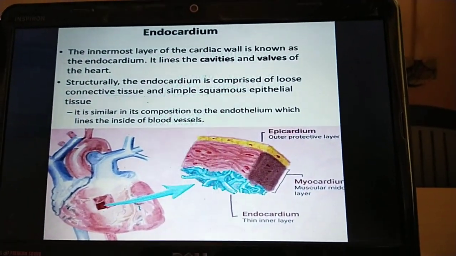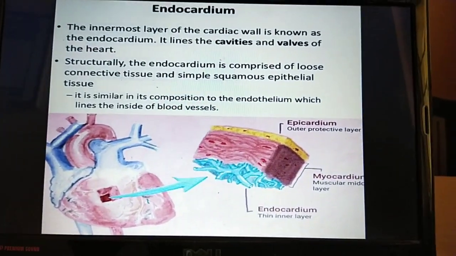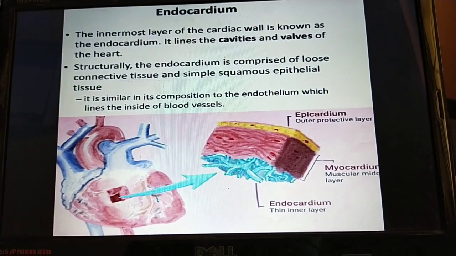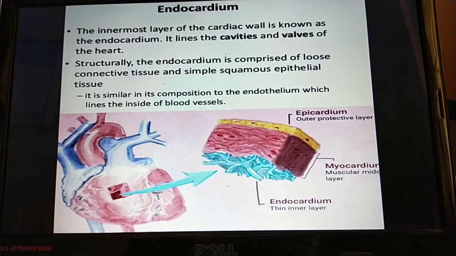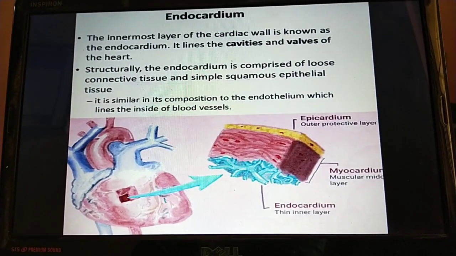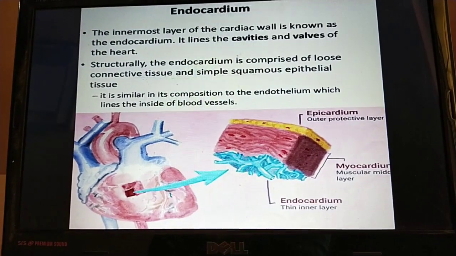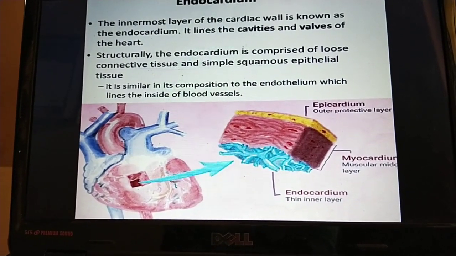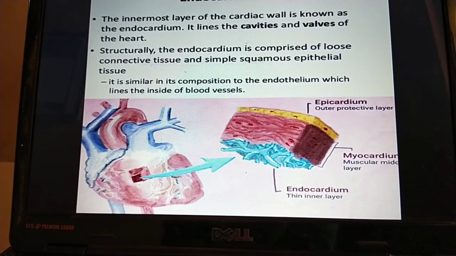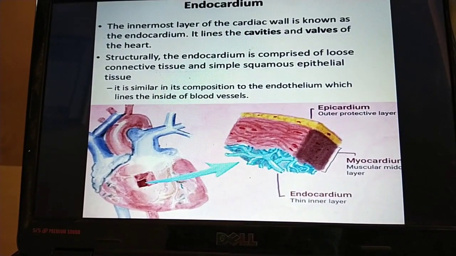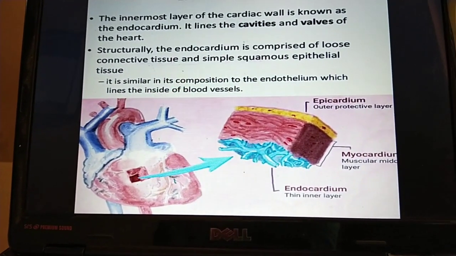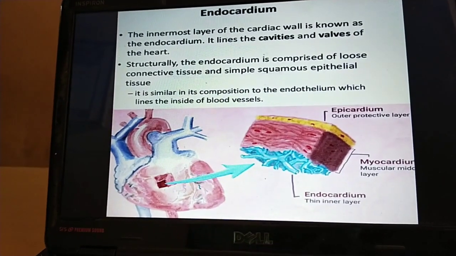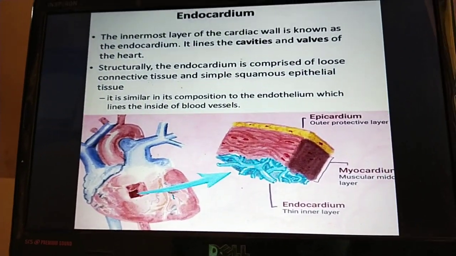Now we can go to the endocardium. The endocardium is the innermost layer of the heart, and it prevents the sticking of the blood to the layers of the heart. The innermost layer of the heart or cardiac wall is known as the endocardium. It lines the cavity and walls of the heart. Structurally, the endocardium is composed of loose connective tissue and simple squamous epithelial tissue. It is similar in composition to the endothelium, which lines the inside of the blood vessels. You can see here the endocardium is the innermost layer of the heart.